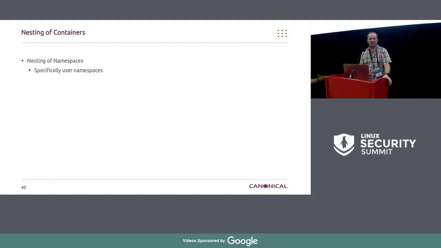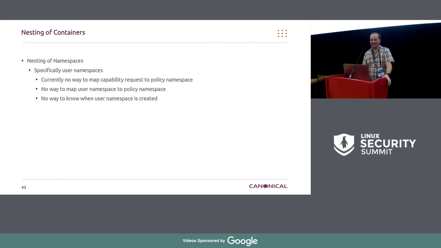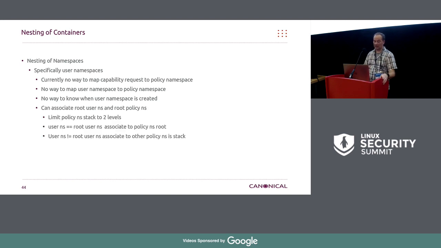Specifically, user namespaces. Go figure, right? Currently, there's no way to map capability requests to the policy namespace that AppArmor has. No way to map a user namespace to the policy namespace, the capability request that comes along with it, and no way to know when the user namespace is even created. Again, we're missing some hooks here. This is a solution that needs work, and we're working on it.